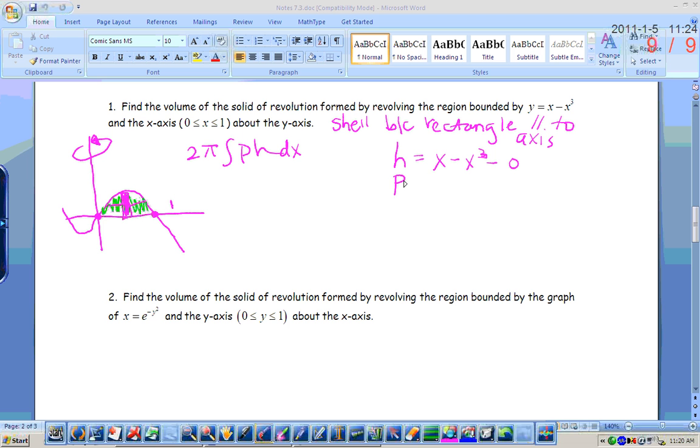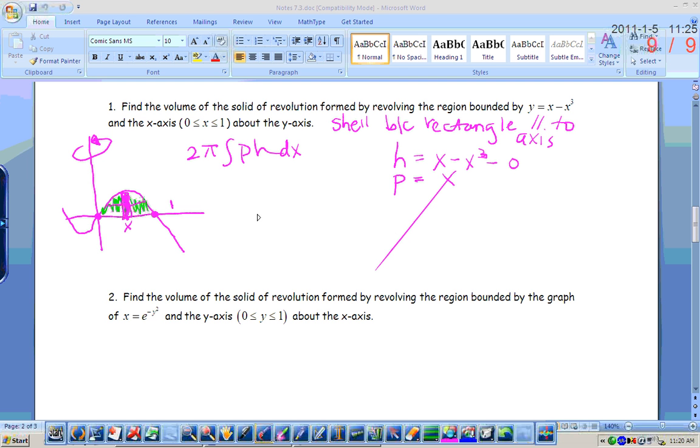All right, p. P is the distance from the axis of revolution to the middle of any one of those rectangles right there. No matter where I place this rectangle, I can call the middle of that some x value. That's kind of the hardest part, being able to visualize that the middle of that rectangular width is just some x value, because it doesn't matter where I draw that rectangle in the figure. So what is the distance between the y-axis and this value x? It's x, right. So p is just plain old x.